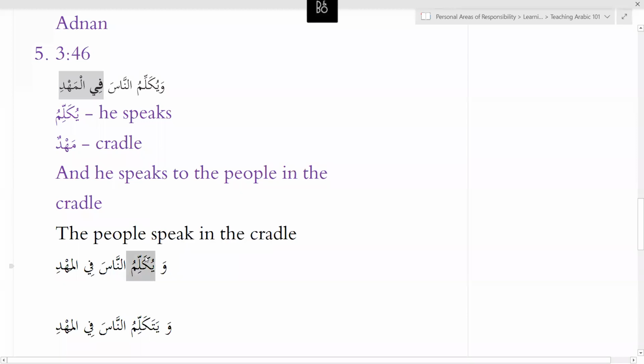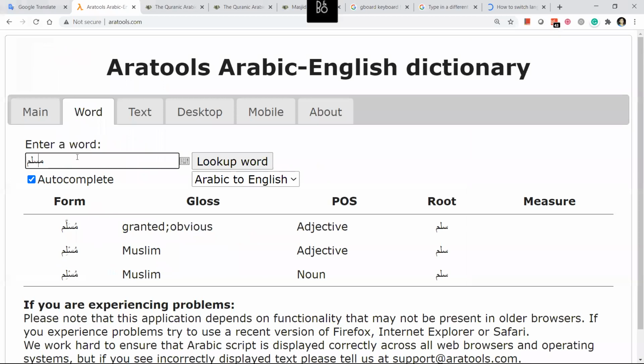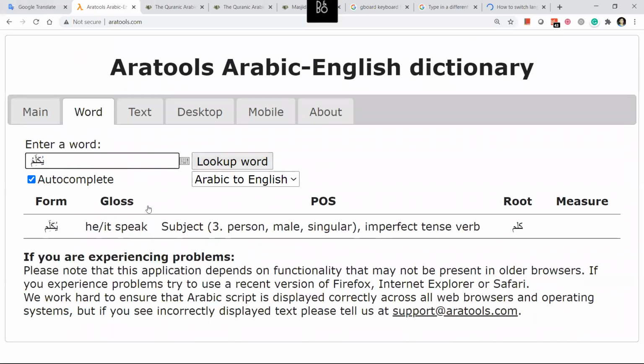And I can show you. Go to Arrow Tools. Arrow Tools will give you what it means. Let me go to Arrow Tools and put yukallimu. Okay, yukallimu. So it says he or it speaks.